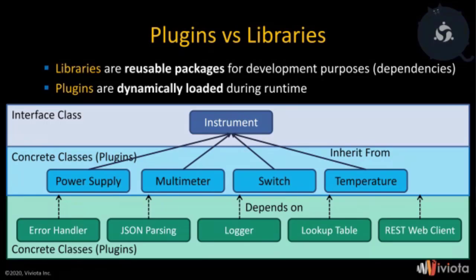So in this diagram here, kind of the interface class is an instrument. There are several concrete classes of this: power supply, multimeter, switch, and temperature sensor. All of these are types of instruments. They can be loaded as plugins for the system. So if we're running one configuration, you use one set. If you're running another configuration, you run another set.